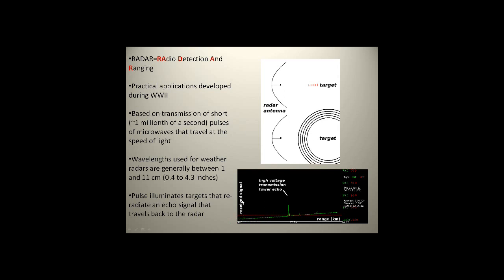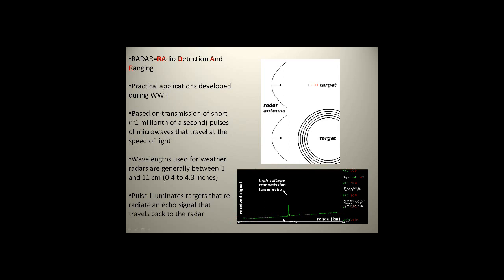The vertical axis is the intensity of the received signal. And the way the antenna is pointed here, it's looking towards the northwest at low elevation angles. It's illuminating a high voltage transmission tower. So for the first bit of listening time, no signal comes back because the pulse hasn't had time to interact with the target and come back to the radar antenna.